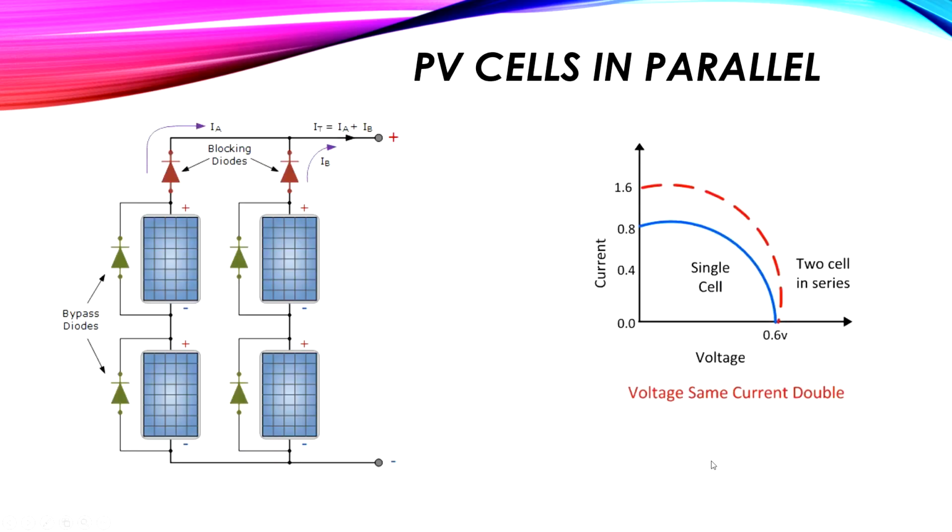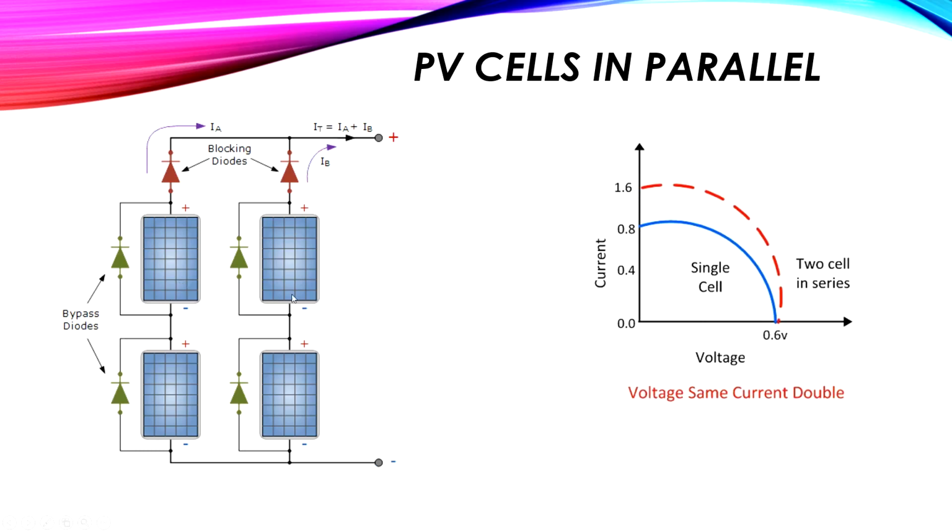Now if we talk about the parallel connection, here we have one panel, or we can say we have a group of cells. It is the same. Now if we would like to have this cell in parallel with this cell, for example, these two cells will give us 0.6 volt. This is an assumption.